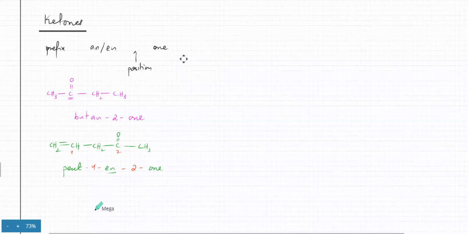So these are aldehydes and ketones. You can remember it simply: C double bond O at the end is an aldehyde. If it's in the middle, it's a ketone.